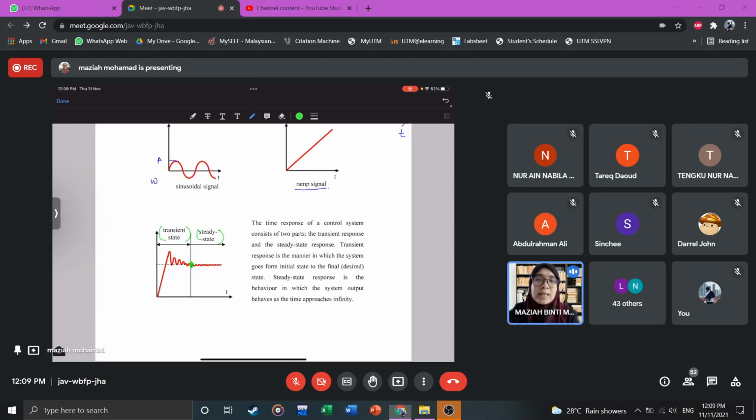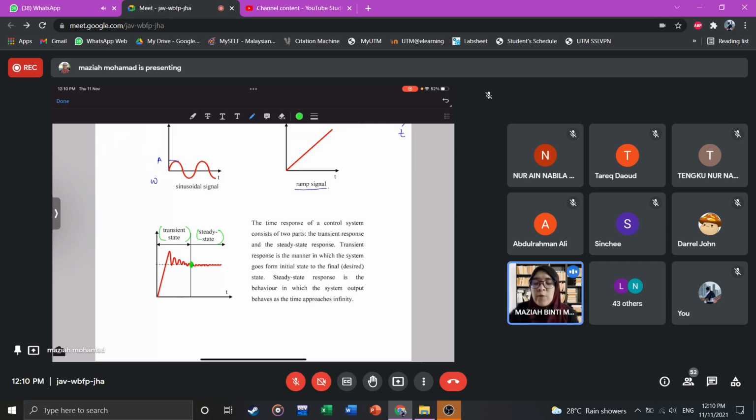and it reaching the steady state. Okay, so before that you can see that the response is dynamic. The response keeps changing. But after some time it will reach one stable value, meaning there is no more change in the output. So when it reaches that state, we call it reaching steady state response.